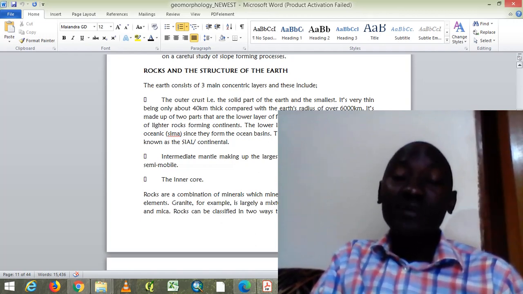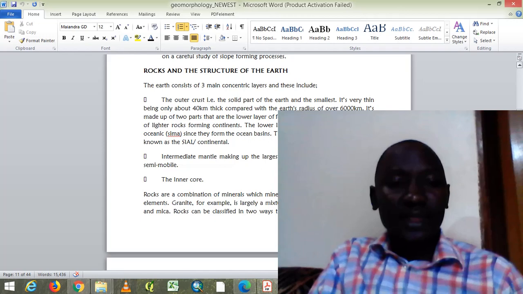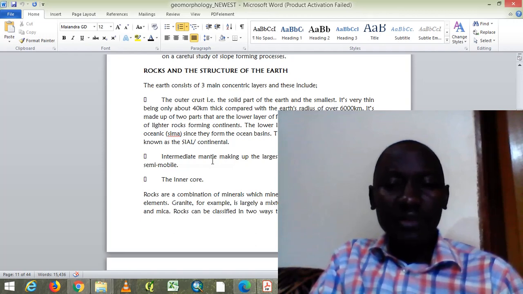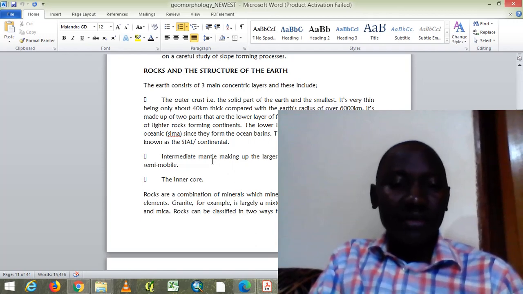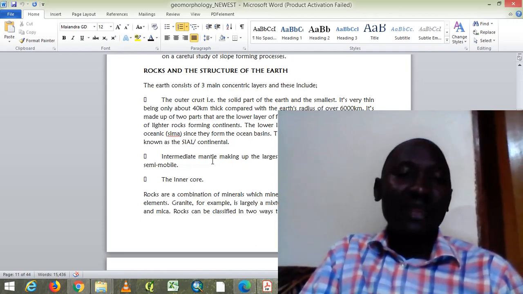So the crust is made up of both the oceanic crust, which is dense, and the continental crust or the sial, which is lighter. Then the second layer is the intermediate mantle, making up the largest section of the Earth. It's quite fluid and semi-mobile. Then we have the inner core, which is the other part of the Earth. But we know very well that the Earth is made up basically of rocks.